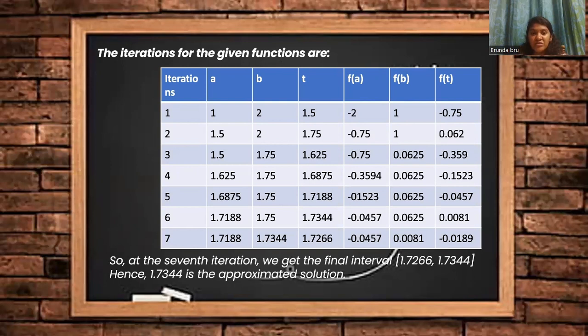For final iteration, that is seventh iteration, a is 1.7188, b is 1.7344, t is 1.7266, f of a is minus 0.0457, f of b is 0.0081, f of t is minus 0.819. So at the seventh iteration, we get the final interval, that is 1.7266, 1.7344. Hence, 1.7344 is the approximate solution.